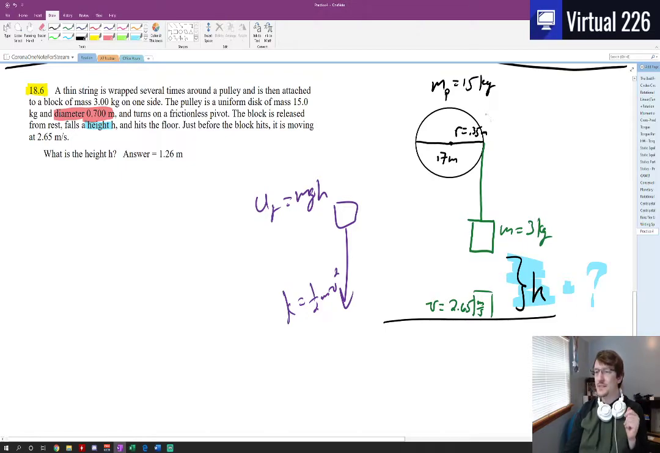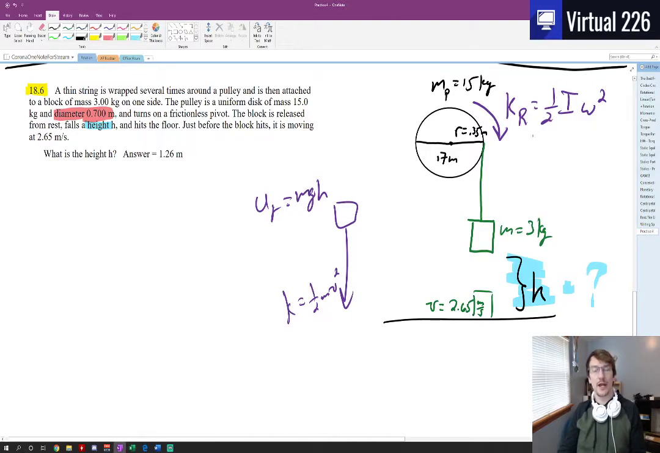But this time, we also have to rotate the pulley. The pulley has some mass, it has some moment of inertia, it is rotating. It's going to have a rotational kinetic energy, which is given by 1/2 I omega squared. So it's like 1/2 mv squared, but for angular quantities. So this is an energy problem. We're conserving energy here.